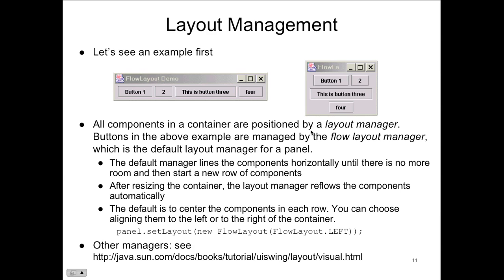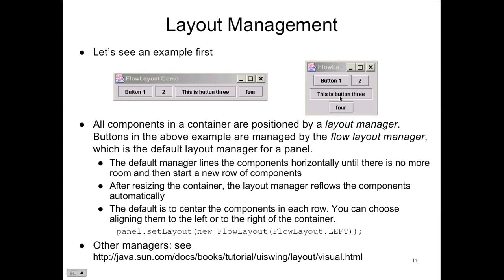All components in the container are positioned by the layout manager, which is the job of the layout manager. Buttons in the above example are managed by the flow layout, which is one of the layouts that are available. The default manager lines the components horizontally until there is no more room and then starts a new row of components. So if I make the same window, same layout, just smaller, it word wraps down to the following lines. It's kind of unpredictable, unless you fix the size of the window, how this is actually going to look, because that gives you a different look than this does.